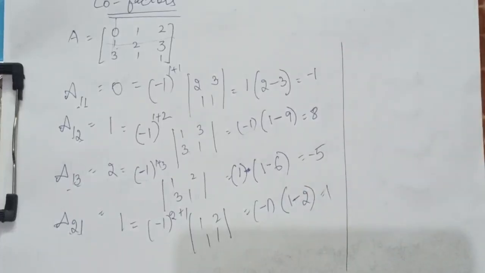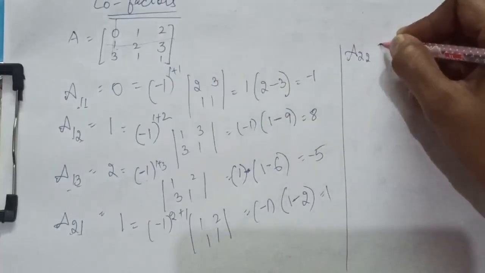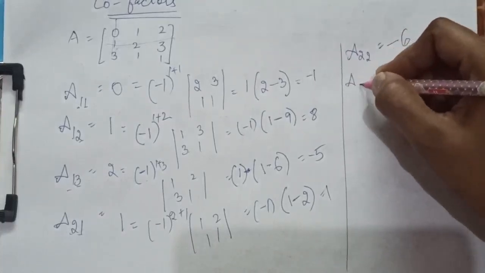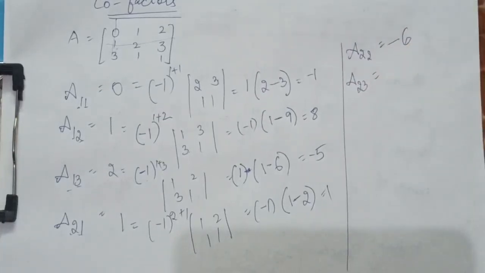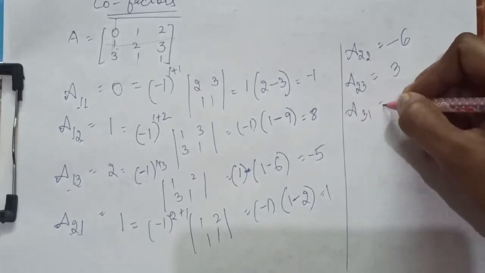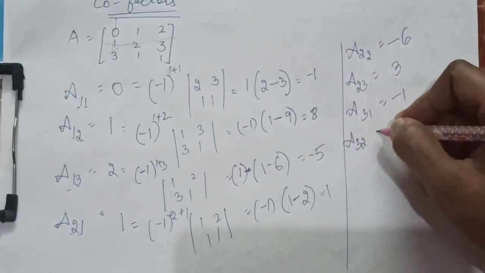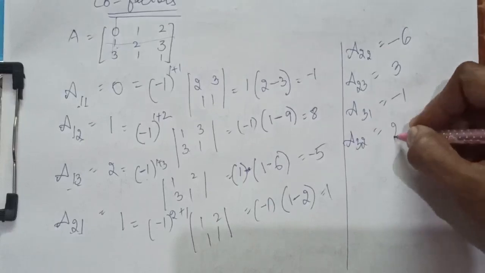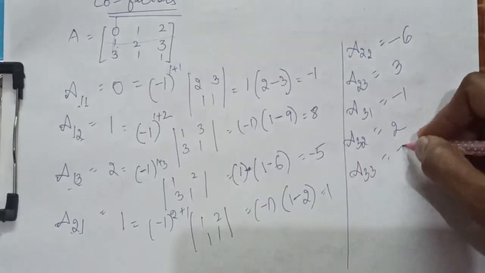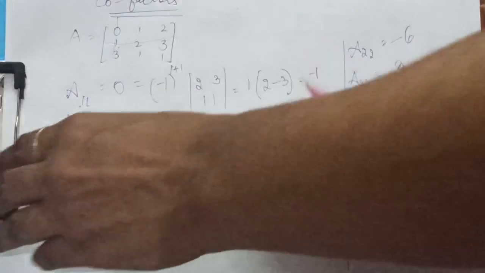Like this we will calculate cofactors for the entire matrix, and I'll tell you the answers. If you calculate A22, the answer will be -6. For A23, the answer will be 3. For A31, the answer will be -1. For A32, the answer will be 2. For A33, the answer will be -1. So with this we have calculated all the cofactors.